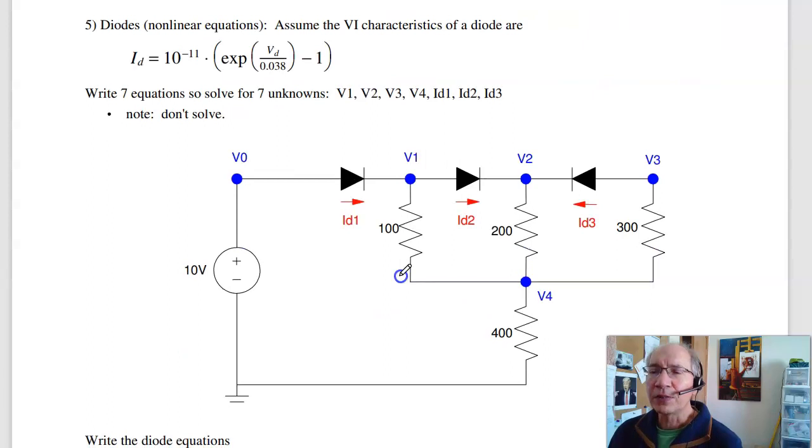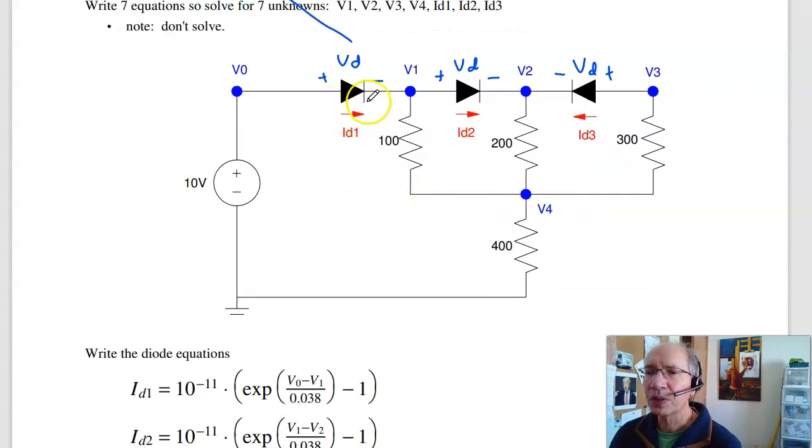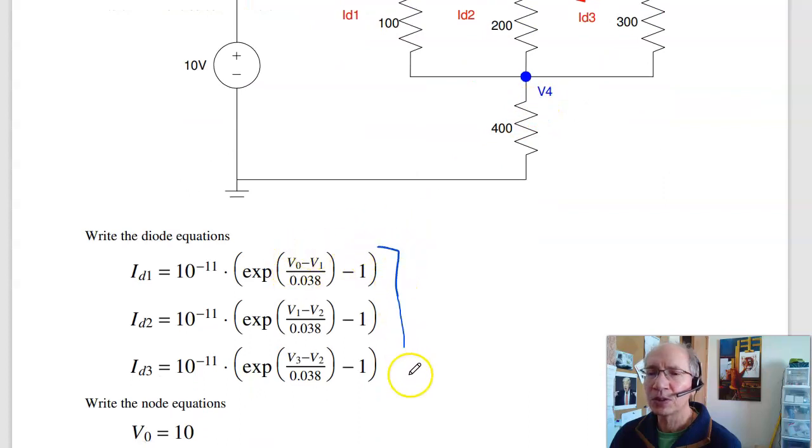Problem 5. Write the equations, you don't have to solve. So again, for a diode, it always goes anode to cathode. This is V sub D. That's the voltage that goes up here. So this voltage, anode to cathode, is V sub D. And this voltage, anode to cathode, that's voltage across the diode. Substitute. For diode 1, the voltage across the diode is V0 minus V1. For diode 2 is V1 minus V2. Diode 3, V3 minus V2. So those would be the first 3 equations.